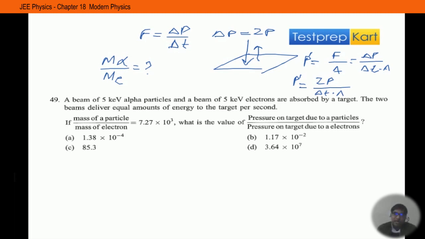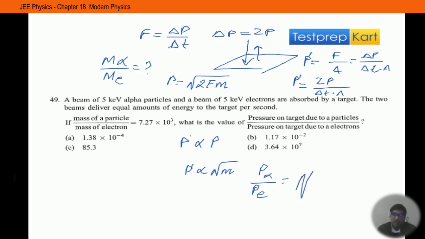And we already know that momentum is equal to root of 2Em. So pressure is proportional to momentum, because the rest of the things are the same. And energy is also the same for both particles. So you can say that the pressure applied by these particles is proportional to the root of their mass. So pressure by alpha particles divided by pressure by electrons is equal to under root mass of alpha particle divided by mass of electron, and this ratio is given.